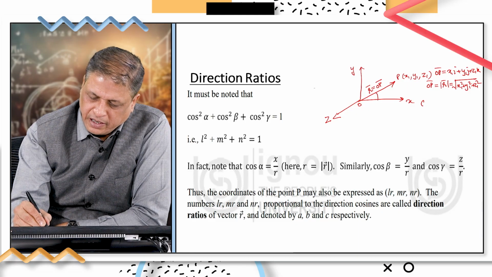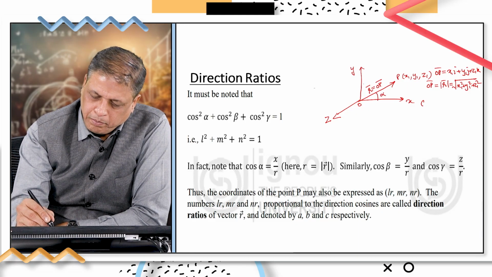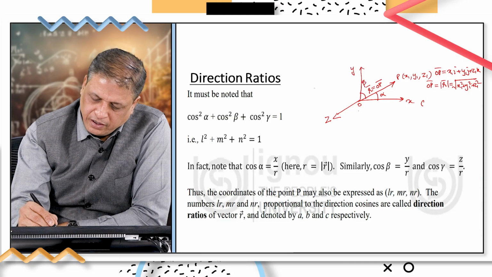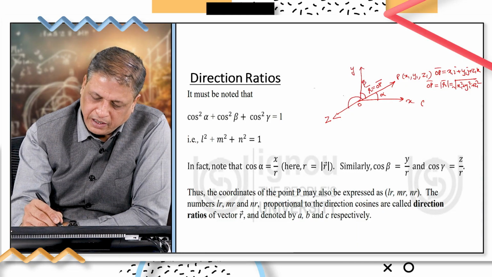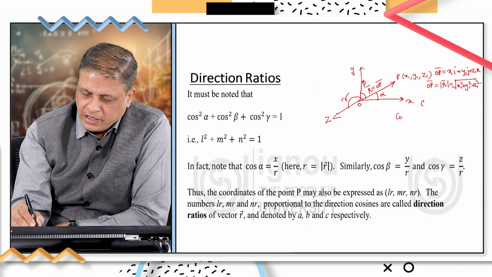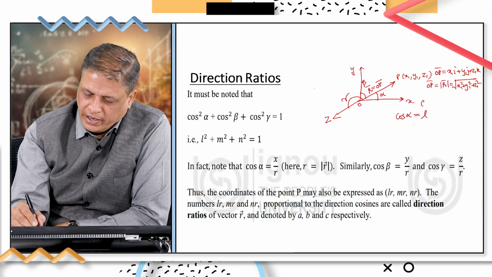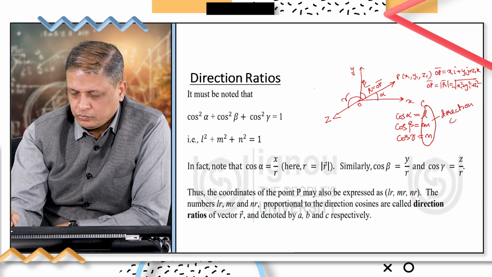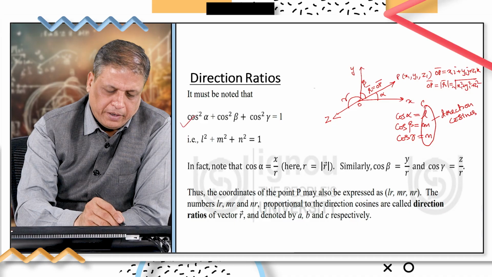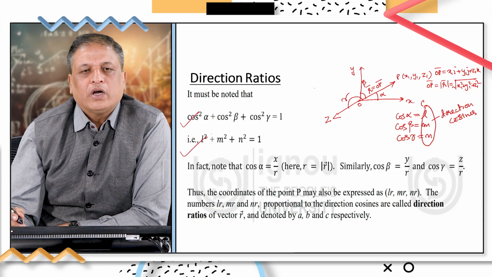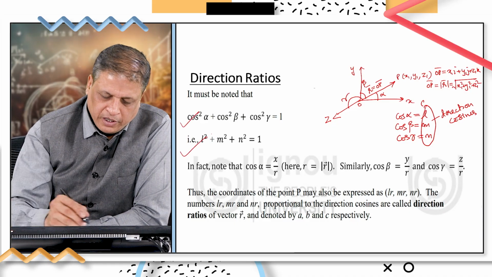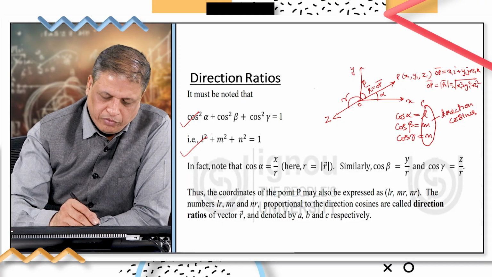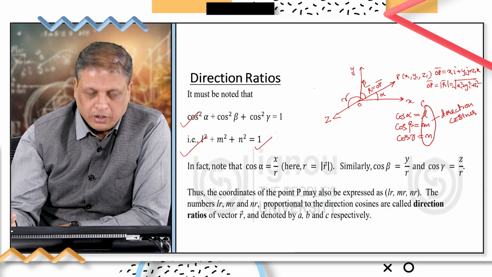And the angles: say this subtends an angle alpha with the x axis, beta with the y axis, and gamma with the z axis. Then cos alpha is equal to L, cos beta is equal to M, and cos gamma is equal to N. So, L, M and N are the direction cosines. And there is a very important understanding that cos square alpha plus cos square beta plus cos square gamma is equal to 1, that is L square plus M square plus N square is equal to 1. We will prove this in our subsequent slides.